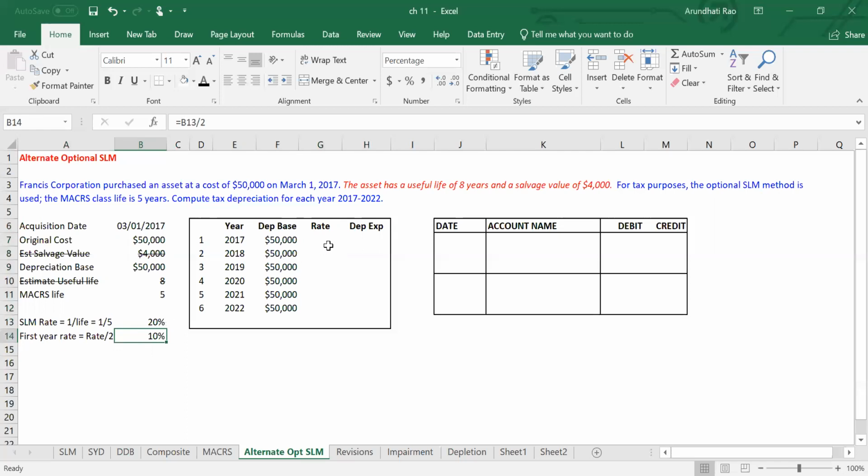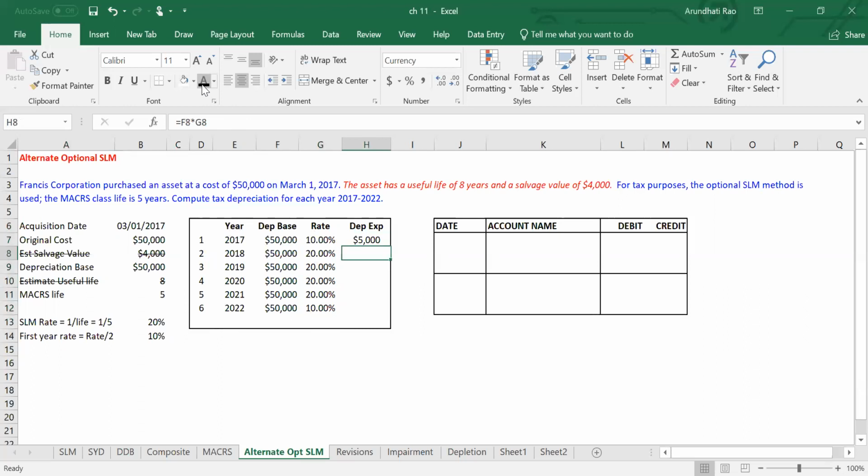So the first year, the rate is going to be 10%. The following years, our rates are going to be at 20%. Now, in order for me to come up with the full 100%, in the last year, I have another 10%, which is why that 6th year is added. The first year I used it only for 6 months, which means the last 6 months goes into the 6th year. So the depreciation base multiplied by the relevant rate will give me the depreciation expense.